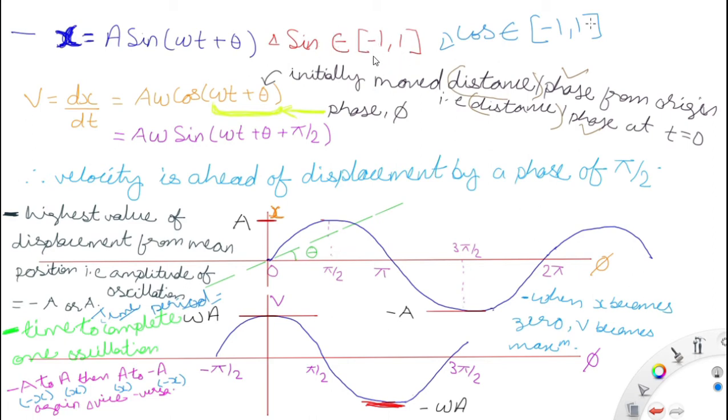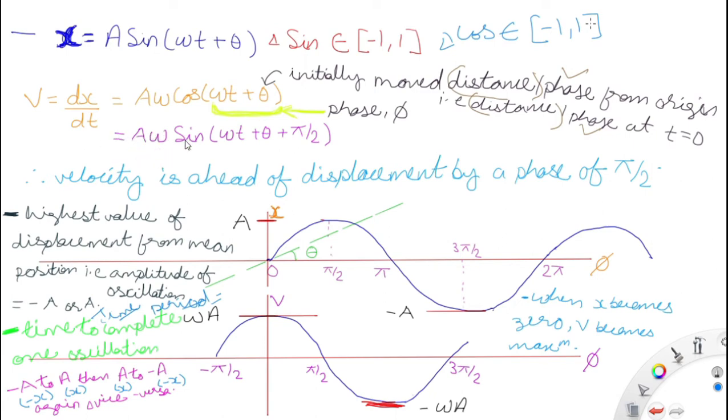That's why the displacement goes from A to minus A. Similarly, the cosine is also from minus 1 to 1. That's why velocity goes from minus A omega to plus A omega.